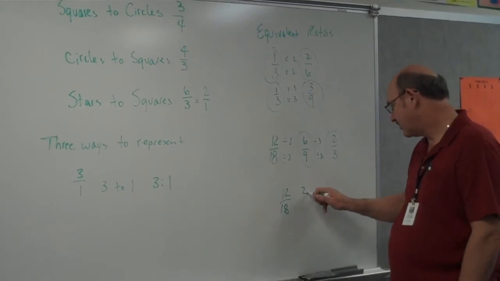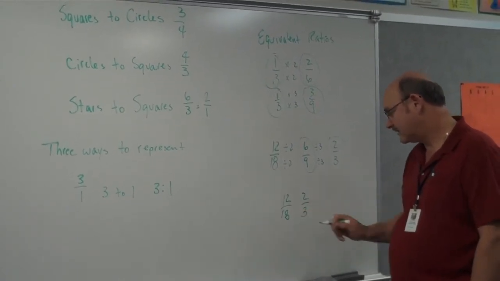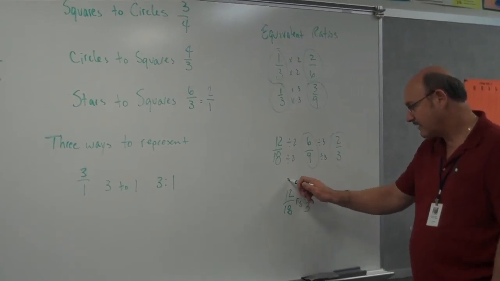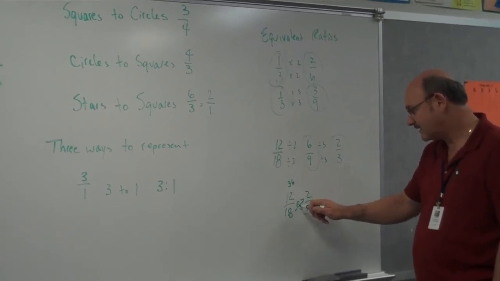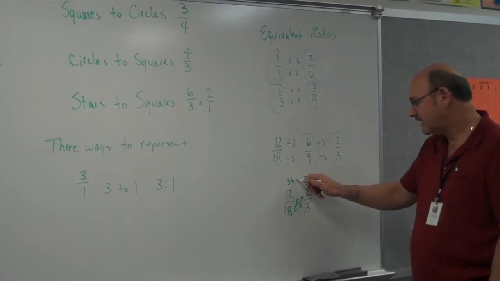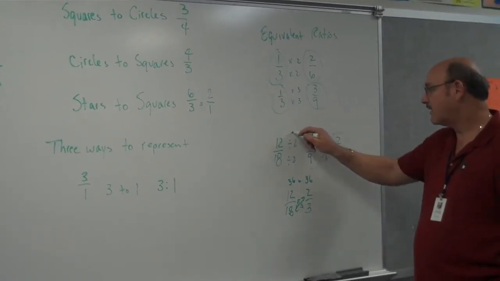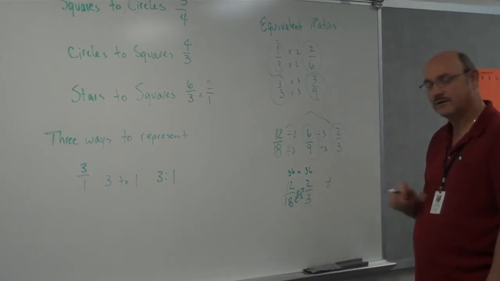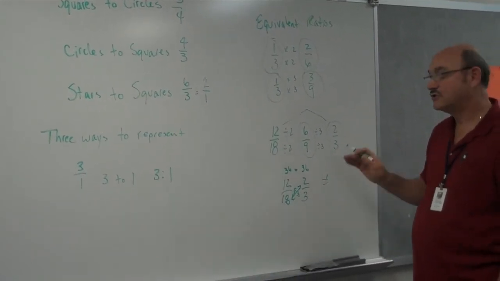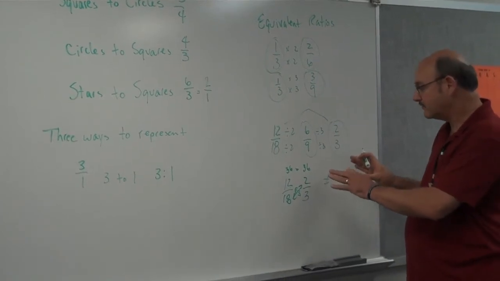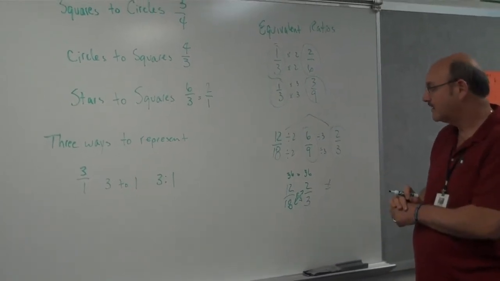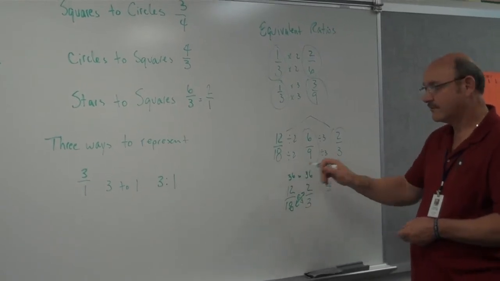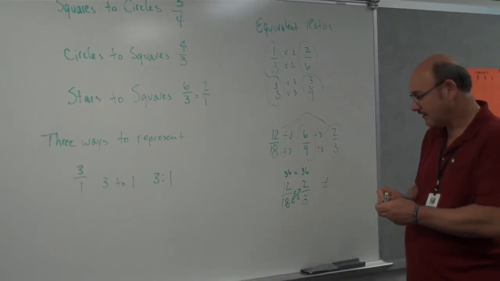Let's take 12/18 and 2/3 and see if they're equivalent. If we cross multiply, 12 times 3 is 36, and 18 times 2 is 36. If it's equal, these are also equivalent fractions. If it's not equal, they're not equivalent. That's how we could check if we had 2 ratios and wanted to know if they were equivalent or not. We could cross multiply and see if it was equal.